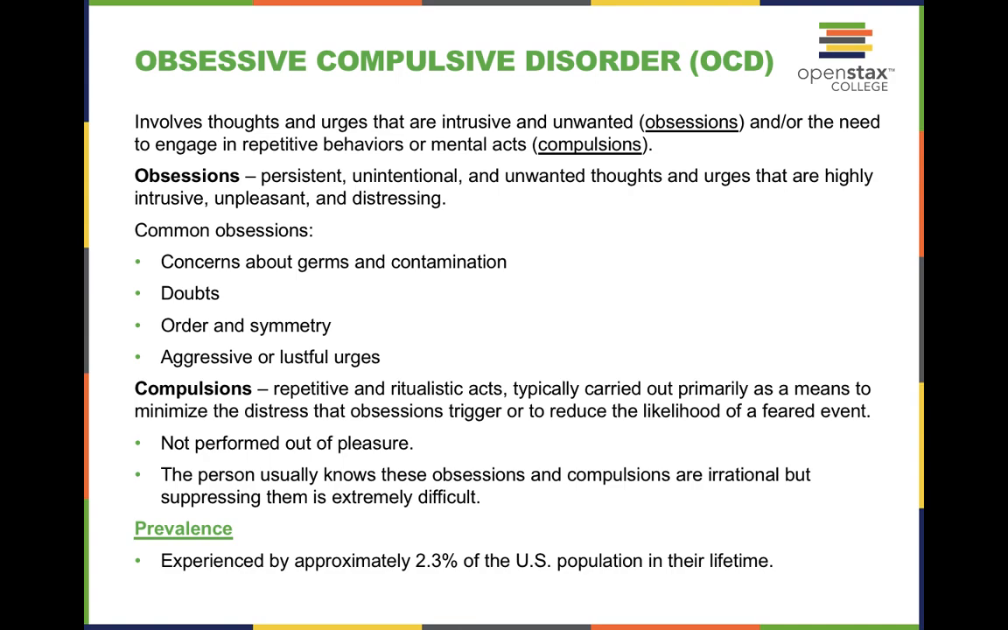Now, when it comes to OCD, let's define this. It involves thoughts and urges that are intrusive and unwanted. So we have obsessions and/or the need to engage in repetitive behaviors or mental acts, compulsions. This is how OCD works as a negative reinforcing property, because you have the unpleasant stimulus taking place, the antecedent, which is the obsessions, the thoughts and urges that are intrusive and unwanted. What's the behavior? Well, compulsions, repetitive behaviors, or mental acts.